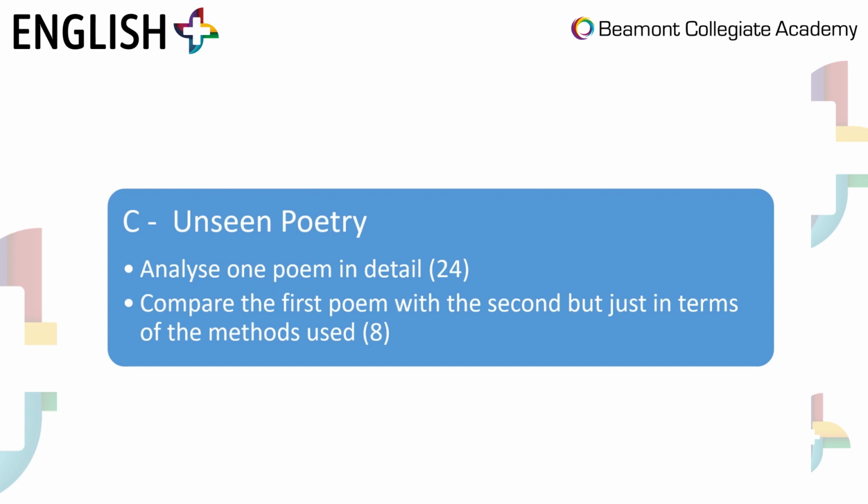And then you've got a really short mini essay to write that's worth 8 marks. It'll give you a second poem to look at, and you've got to compare the first poem with the second, but not comparing what they're about, but how they've been written. So all you do is you find a couple of similar methods that they've used or different methods, and you write about those.